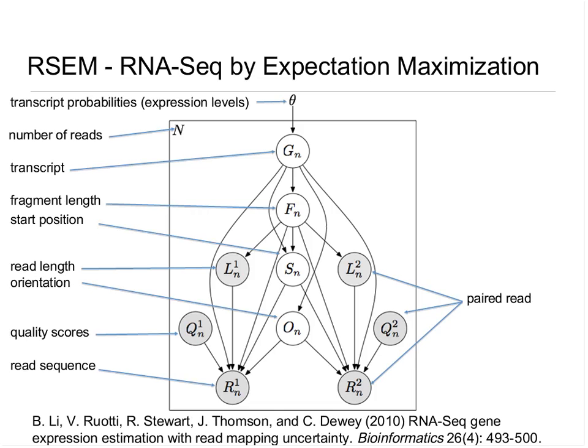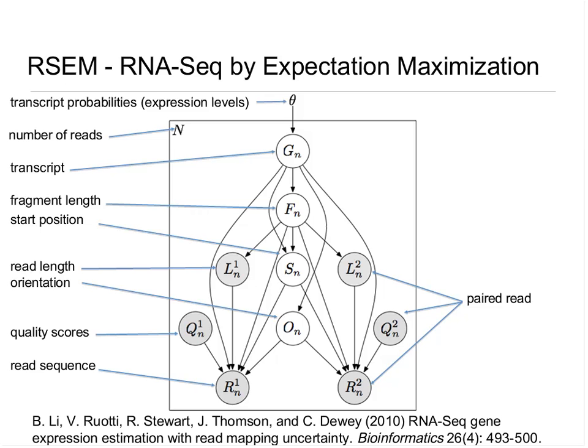So to address this issue, we derived a method back in 2010 called RSEM, which is essentially a statistical model-based approach to doing transcript abundance estimation from RNA-Seq data that takes into account reads that map to multiple locations, both between multiple alternative splice forms of the same gene and also between different genes in the genome that happen to share a lot of their sequence.